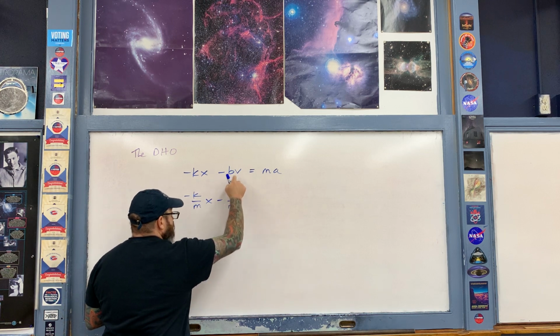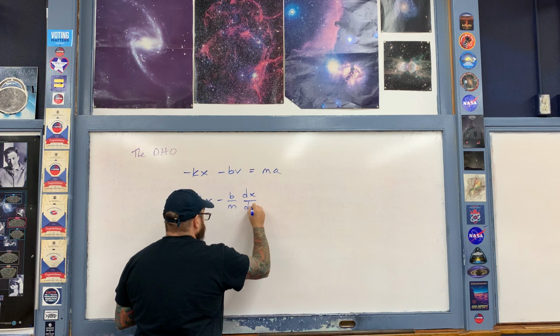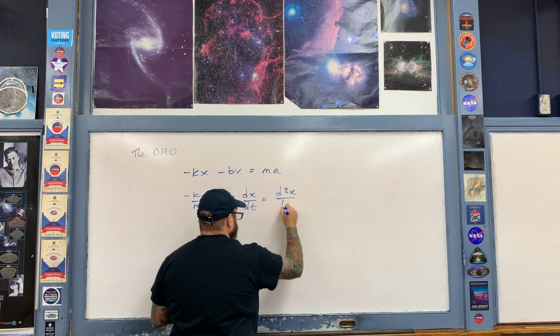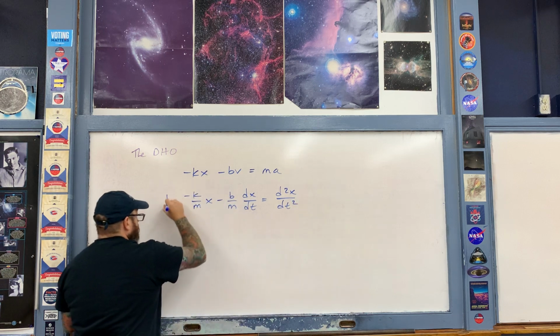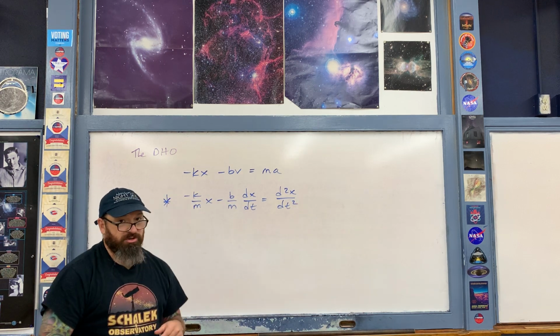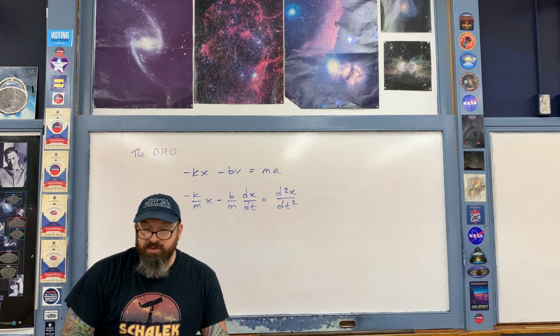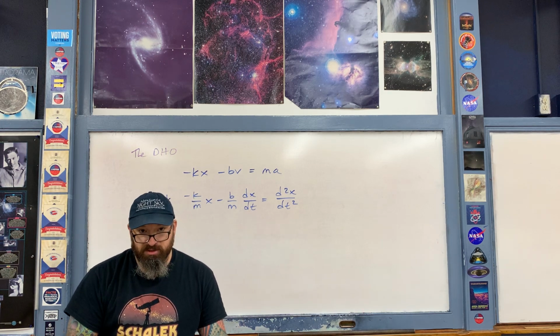And then right here is speed, which is the derivative of position with respect to time. And then right here is acceleration, which is the second derivative of position with respect to time. And then ultimately we end up with this expression here as our differential equation. So then what we have to do is arrive at a solution to the differential equation.